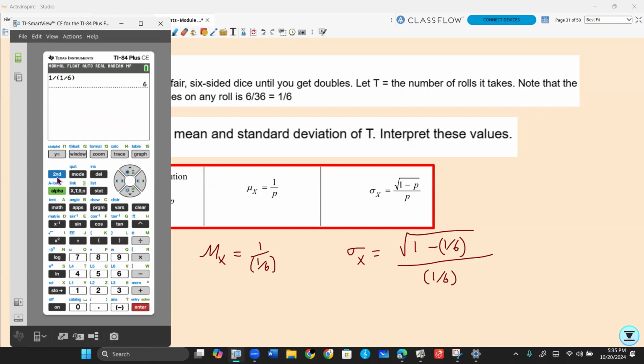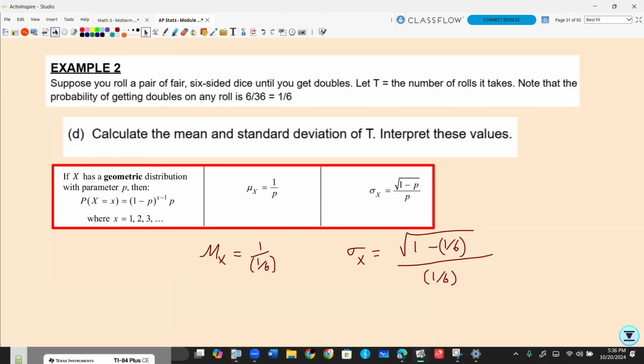And then the standard deviation, I'm going to do the square root 1 minus 1/6. Close it up. Then I'm going to go outside and do divided by parentheses 1 divided by 6. You can use your fraction menu in your calculator if you'd like. And so the mean is, for many, many rolls, you would expect to get doubles on the 6th roll. And then the standard deviation would be, if for many, many rolls, the typical number of times it would take you to get doubles would vary 5.47 from the mean.